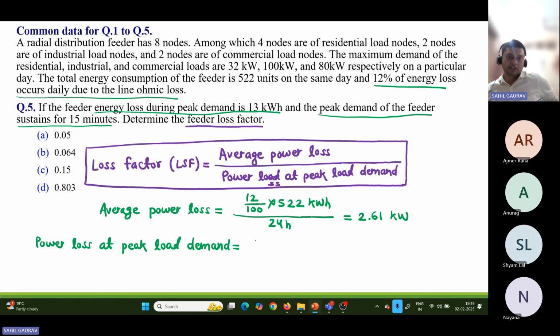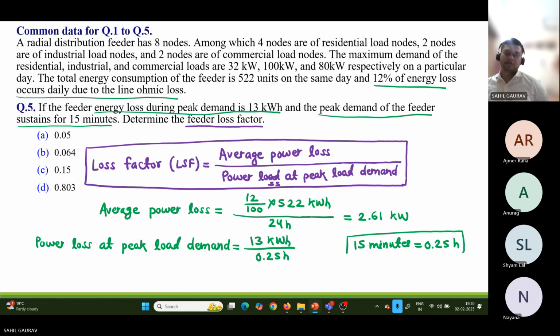So the energy is given as 13 kilowatt hour. And this energy calculation is done for how many hours, that is for 15 minutes. So 15 minutes if you convert into hours, it is 1/4 of an hour. So you will get 52 kilowatt.